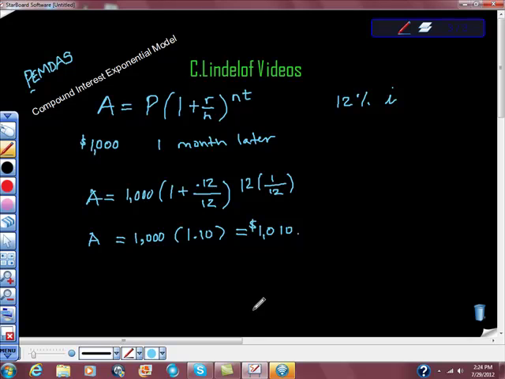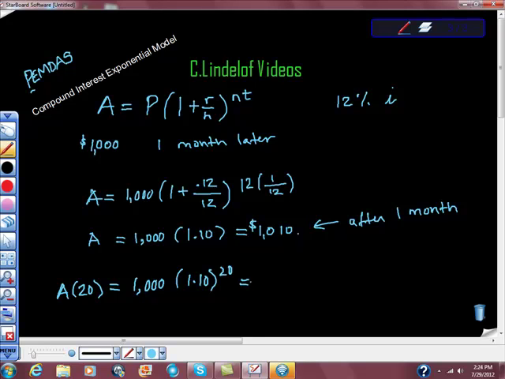However, what would happen if we put the money in for 20 years? So this is, we'd make $10, right? This is after 1 month. But what about A of 20? What if we had 20 years? Well, that would give us 1,000 times 1.01 to the 20th power, which would be equal to some different number.